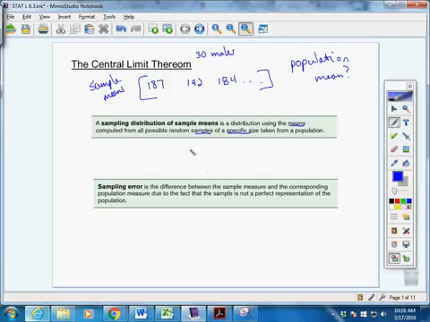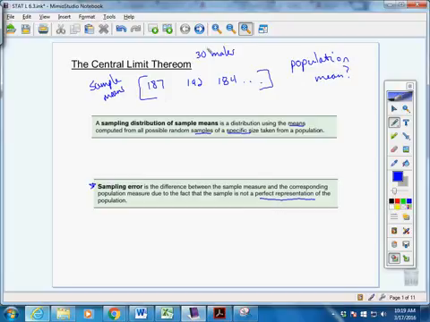Now, if you do that with replacement, meaning people get thrown back in the pot and could get chosen again, your sample mean is going to be different from your population mean. And that's a sampling error. Sampling error is the difference between the sample measure and the corresponding population measure. What you need to take away is that sampling error occurs because the sample is not a perfect representation of the population.